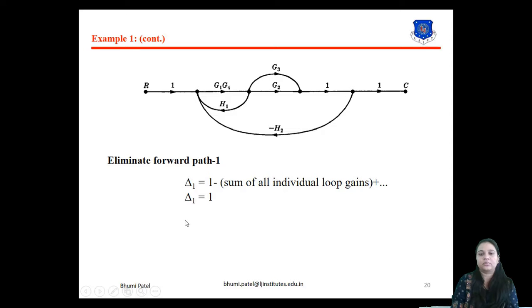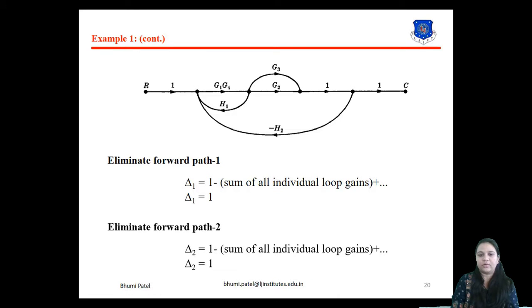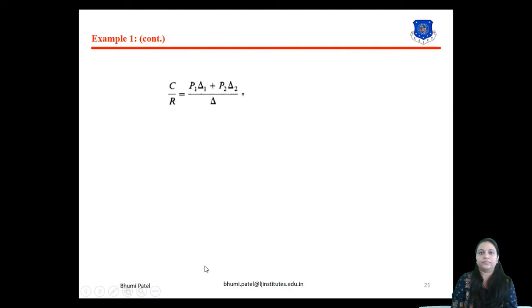Now next, eliminate forward path 2. Delta 2 is equal to 1 minus the sum of all individual loop gains. Here the second forward path is G1, G4 and G3. All the loops are touching in this forward path, so delta 2 is equal to 1 minus 0 is equal to 1. So the final equation will become C upon R is equal to P1 delta 1 plus P2 delta 2 upon delta.